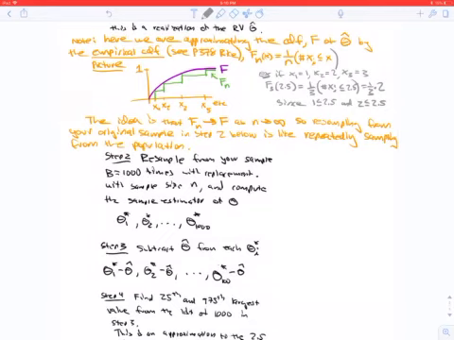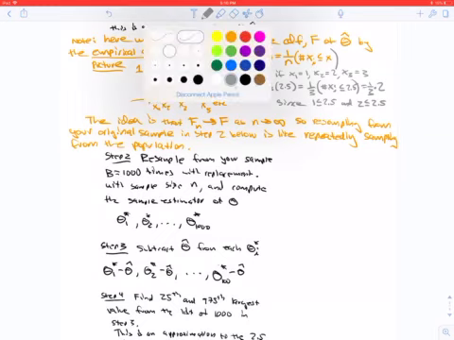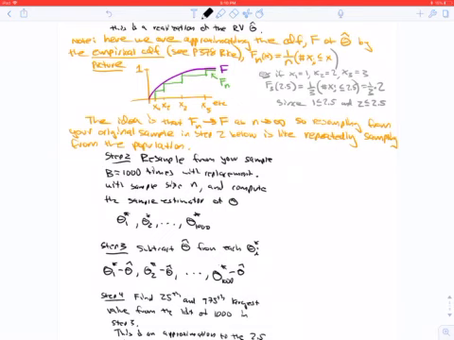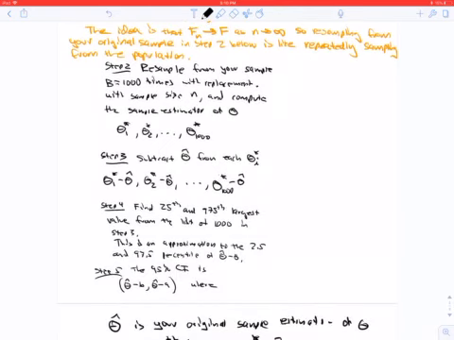And so we're going to subtract our original estimator from each of these, and that's theta 1 star minus theta hat, and so on up to theta 1000 star minus theta hat. And we're going to find then in step 4 the 25th and 975th largest value from this list of 1,000 numbers. And this is an approximation to the 2.5th and 97.5th percentile of theta hat minus theta.